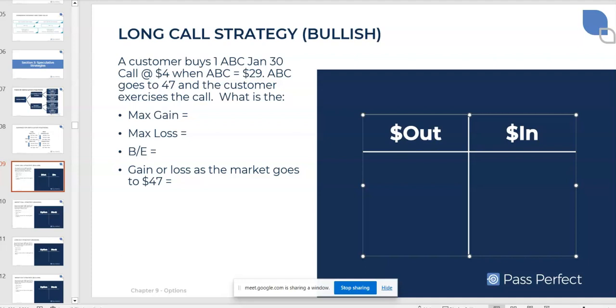Okay. Oh, in fact, let me, I'm going to use my dual monitor. Hang on a second. All right, so here's our T chart.